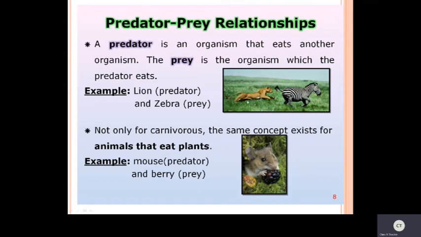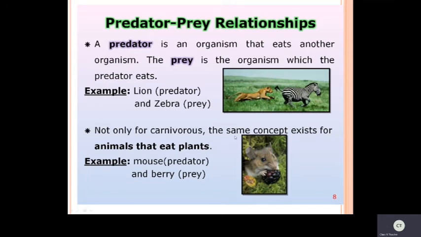Now I'll ask one more question. Now snake is there, frog is there, right? Now the snake is going to eat this frog. Now tell me, which is the predator? Yes, snake is a predator and this frog will become prey, because it will become food to the snake. So that is called prey. Now see here, very simple example: lion is a predator, zebra is prey.